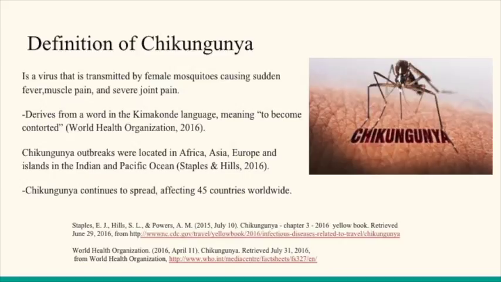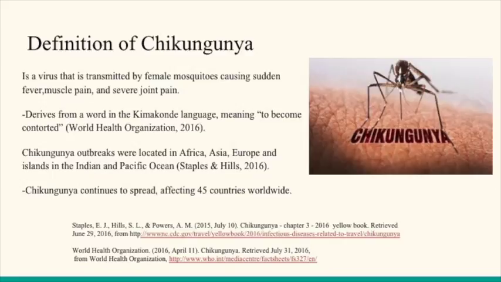My name is Talia, and I will be covering the definition of Chikungunya, the extent of the problem, and the agent of Chikungunya. So let's begin. The definition of Chikungunya is a virus that is transmitted by female mosquitoes causing sudden fever, muscle pain, and severe joint pain. Derived from a word in the Chimacondan language meaning to become contorted.